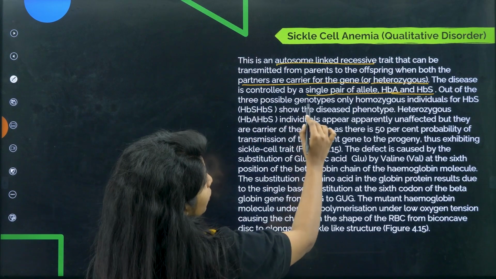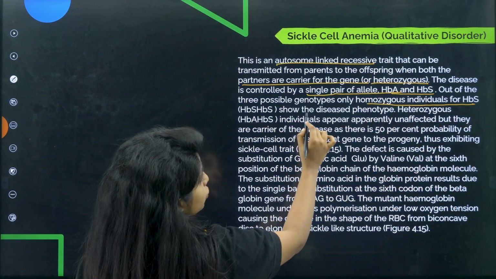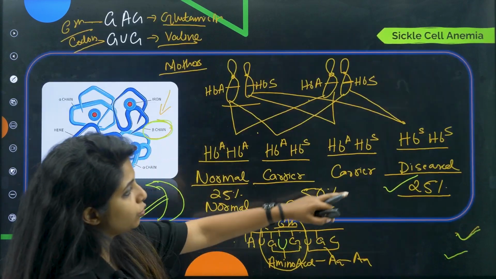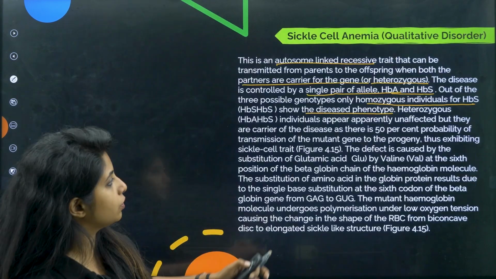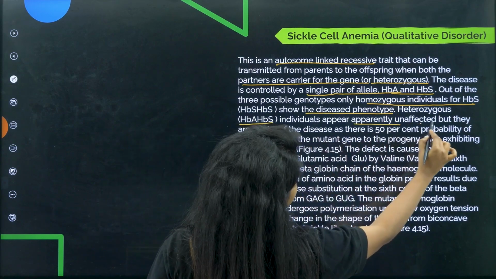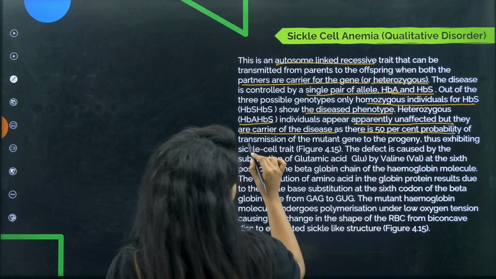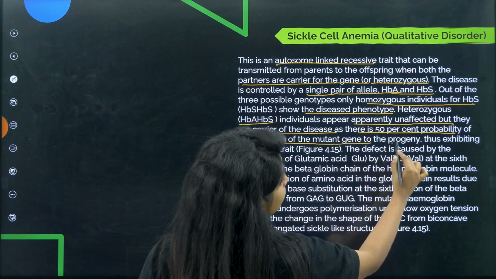Okay, out of the 3 possible genotypes, only homozygous individuals for HBS show the disease phenotype, just how I showed you over here. Only them, they show the disease phenotype. Heterozygous HBS individuals appear apparently unaffected, but they are the carrier of the disease, as there is 50% possibility of transmission of the mutant gene to the progeny.